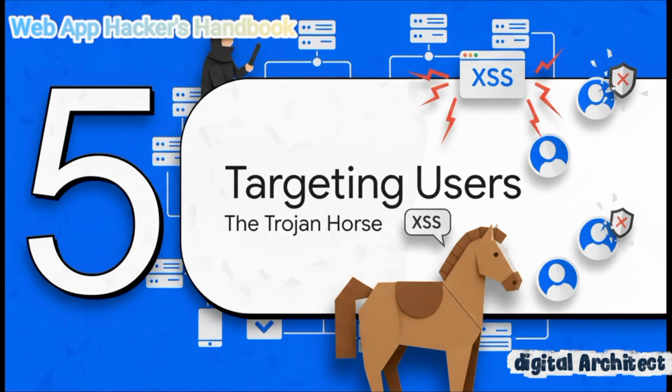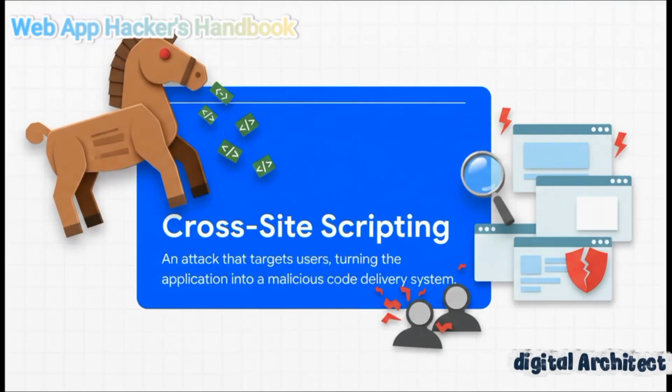Section 5. Targeting users with XSS, the Trojan horse. Enter cross-site scripting, or XSS for short. You can think of XSS as the ultimate Trojan horse. Instead of breaking into the server to steal data, the hacker uses a flaw in the application to deliver a malicious script directly to the browsers of trusted users. The application unwittingly becomes the delivery mechanism itself, handing the attack straight to its own unsuspecting customers.